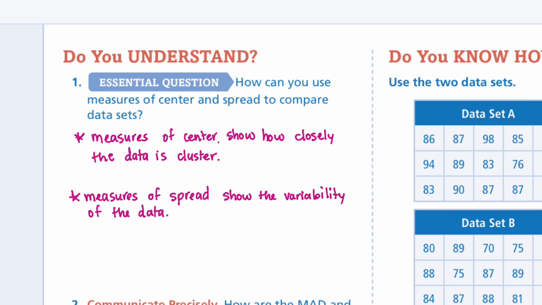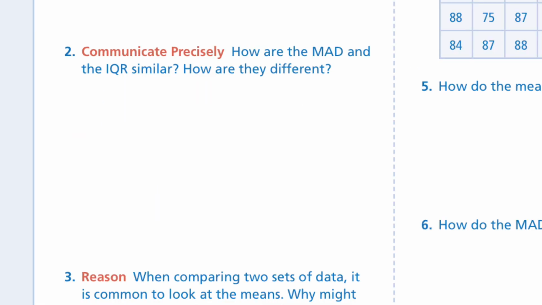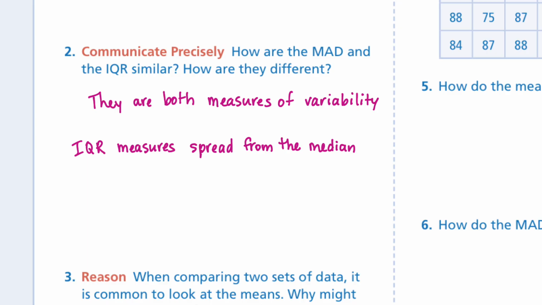How can you use measures of center and spread to compare data sets? Measures of center show how closely the data is clustered, while measures of spread show the variability of the data. How are the MAD and the interquartile range similar? How are they different? They are both measures of variability. The interquartile range measures spread from the median, while the MAD measures spread from the mean.